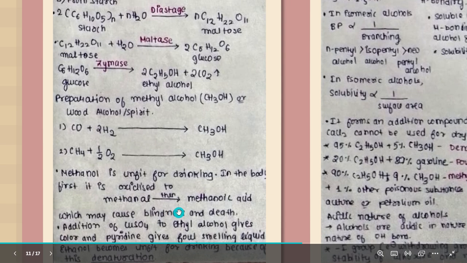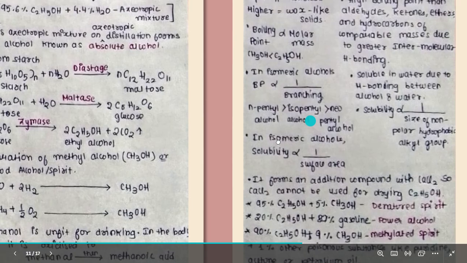Addition of CuSO4 to this ethyl alcohol gives color, and pyridine gives foul smell. If we add pyridine to this ethyl alcohol, it will give us a foul smelling liquid. So this ethanol then becomes unfit for drinking because of this denaturation. Denaturation causes the foul smelling liquid to form.